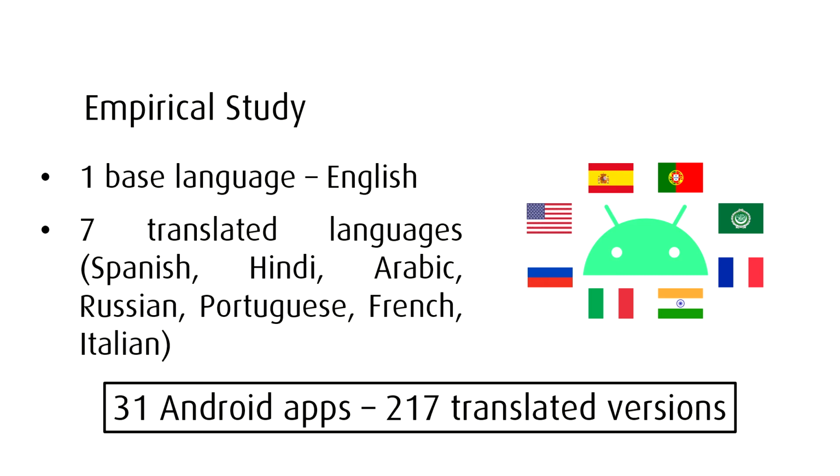Each of these 31 apps went through i18n. So we had at the end 217 translated versions of the apps. It is worth noticing that we are talking about 31 APKs, but each APK has 8 languages incorporated. So we can talk about 217 translated versions and 31 base versions.